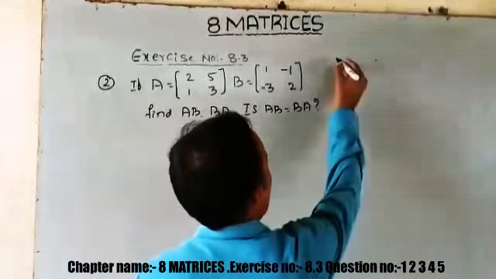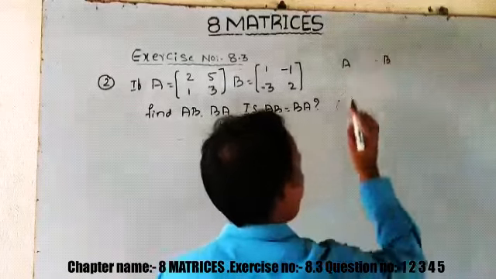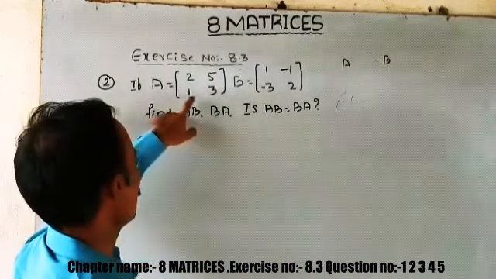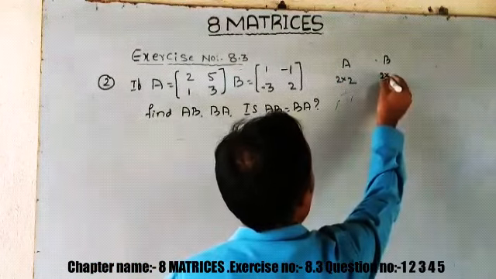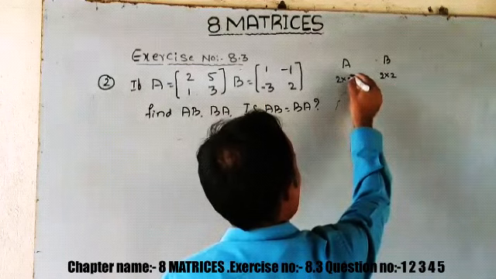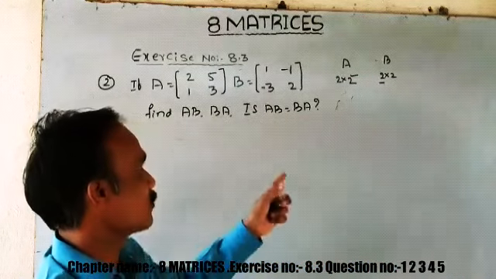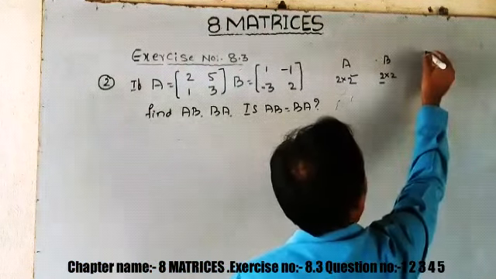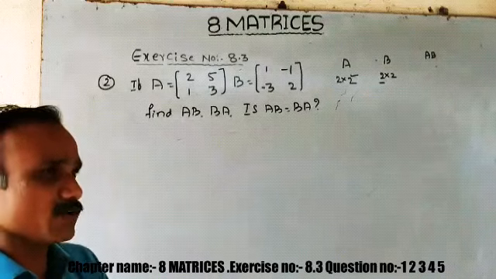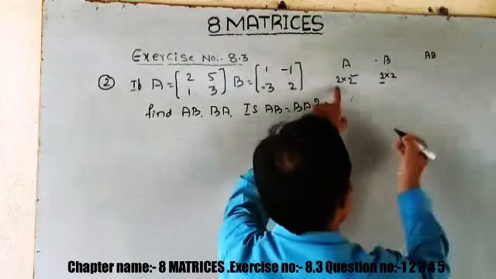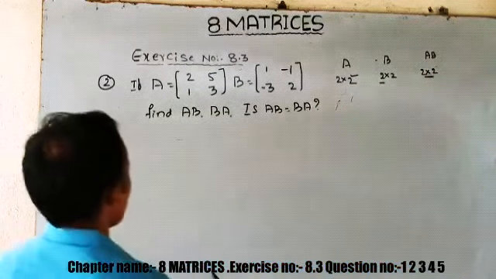So before going to find it, first you have to check whether AB is possible or not. In the previous class I told you, first, what is the order of A? 2 cross 2. What is the order of B? Also 2 cross 2. In the previous class I told you, columns of the first matrix should equal rows of the second matrix, and therefore AB is possible. After getting AB, the obtained matrix is of the order rows of the first matrix into columns of the second matrix. Now you see the solution.